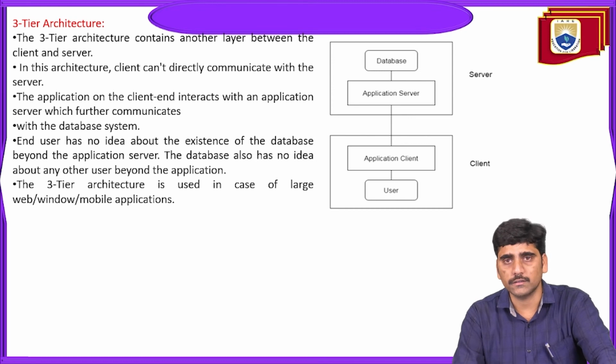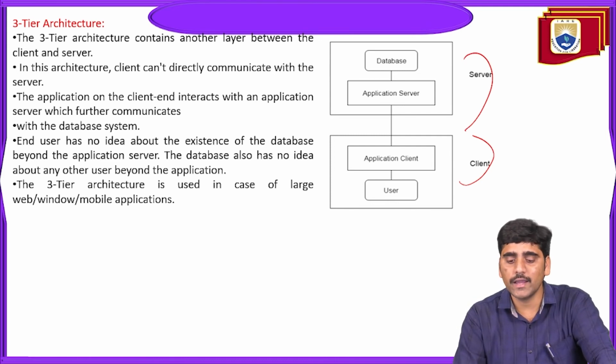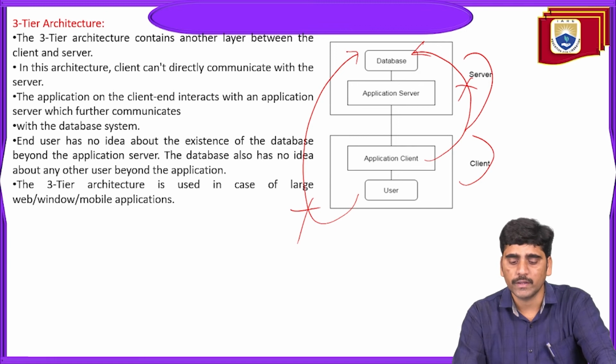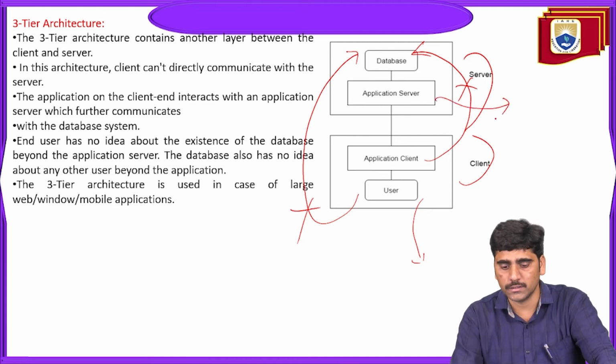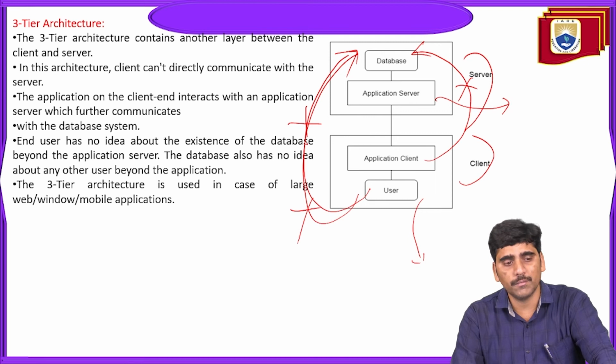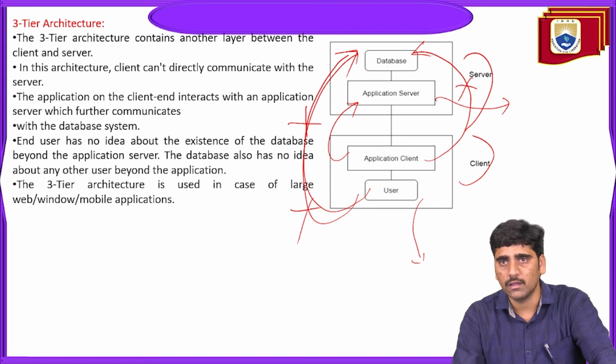And next, three-tier architecture. Three-tier architecture is also a client-server architecture, but in this architecture, the client is not going to communicate with the database directly, and the application client is also not going to communicate directly with the database. In between them, on the client side an application client exists, and on the server side the application server exists. But the user and the database do not communicate directly, because we have the application client on the client side and the application server on the server side. Those two, application client and application server, contact each other.